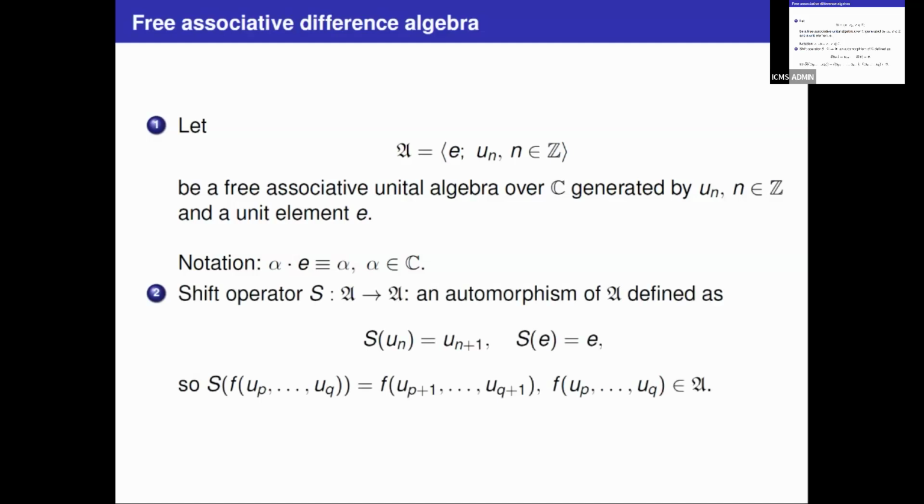Shift automorphisms. So we have a shift operator, which sends u_n to u_{n+1} and keeps all the constants the same. So S of E is E. And the action of shift on any element of our algebra is just shifting all the arguments by 1.